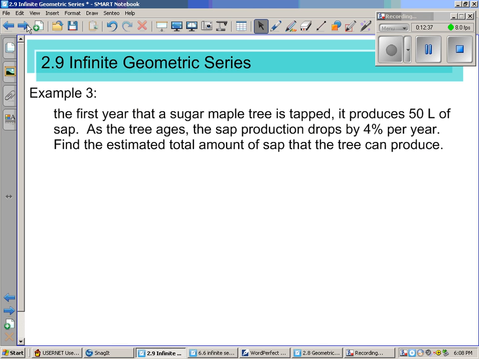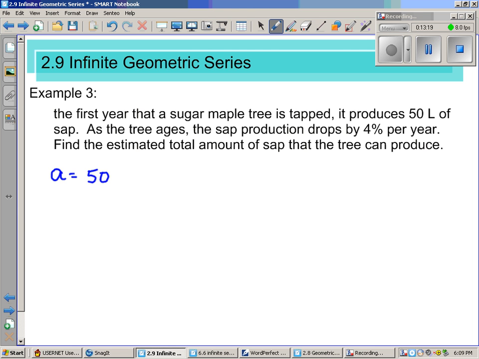So, let's say this tree lives forever and ever and ever. It's still going to produce sap, but it's decreasing in its percentage that it yields. But let's say we don't know how long the tree is going to live. Its lifespan could be 400 years. Right? So we don't know, so we have an infinite series question. So let's look at the information we do know. In its first year, that would be our first term, how much sap does it produce? It produces 50 liters.